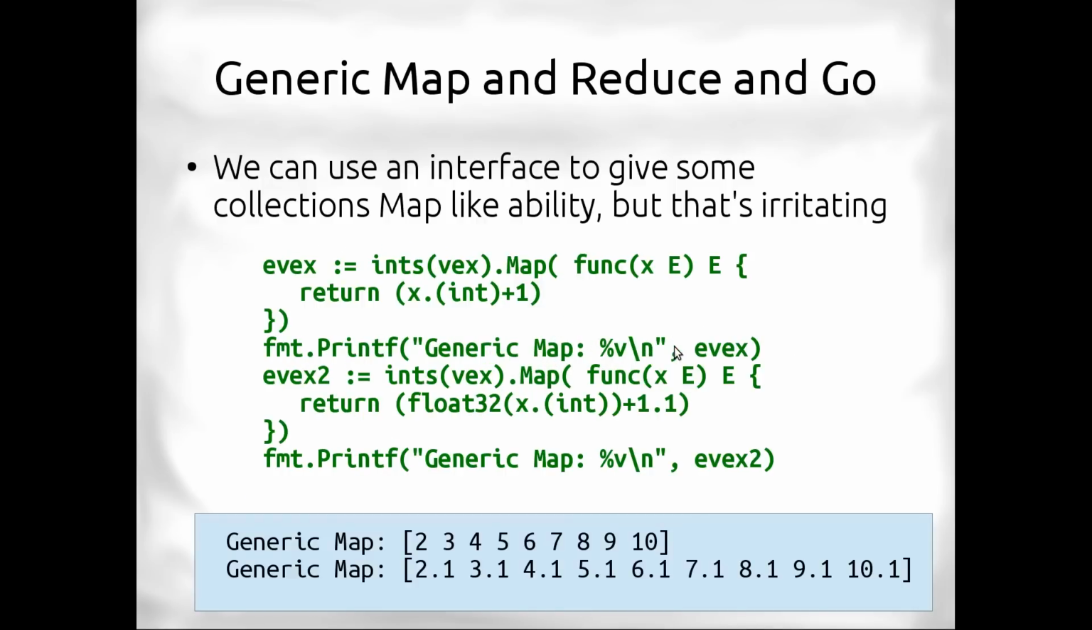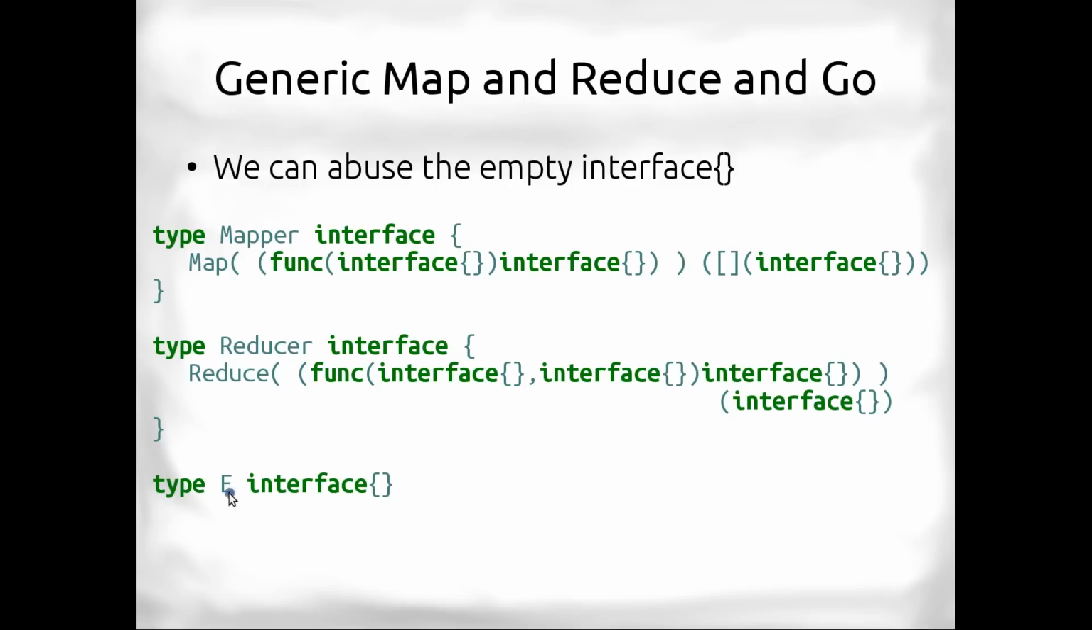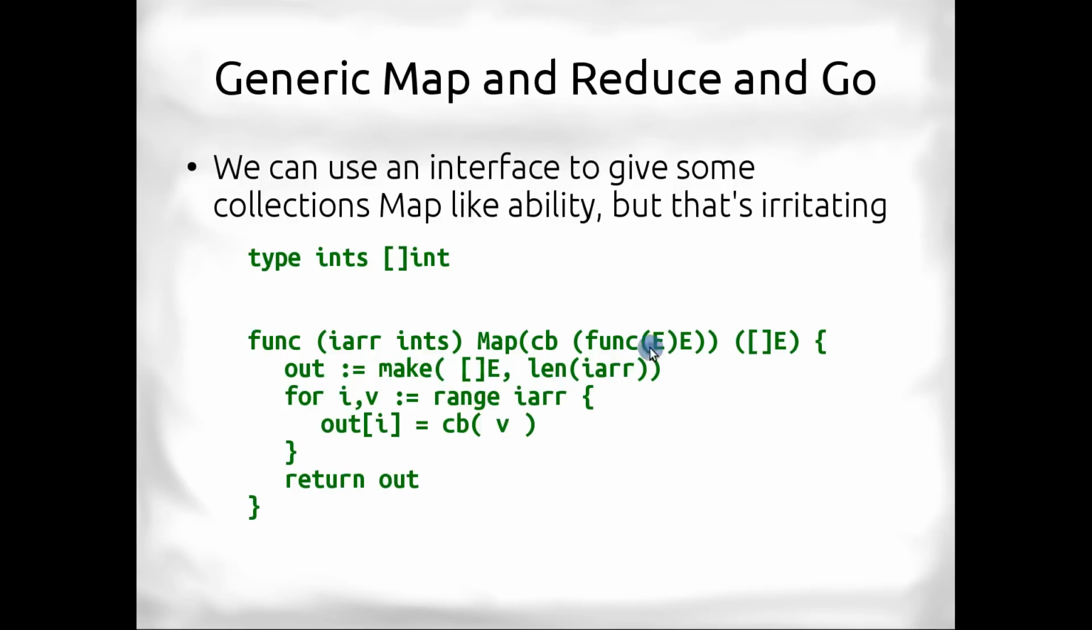Now, E is type E interface with nothing. It's a blank interface. And my map is a blank interface. So our mapper interface is map with a function that takes a blank interface to blank interface and produces a slice of blank interfaces. The reducer was going to look pretty similar. It's going to be a function that takes in two blank interfaces, produces a blank interface, and returns one final blank interface value. We could have saved typing in these blank interfaces all the time just by using our type E here. And that's the E that I'm referring to here. So this is blank interface, blank interface, blank interface, blank interface.